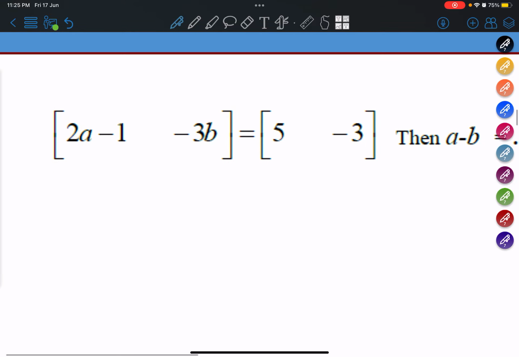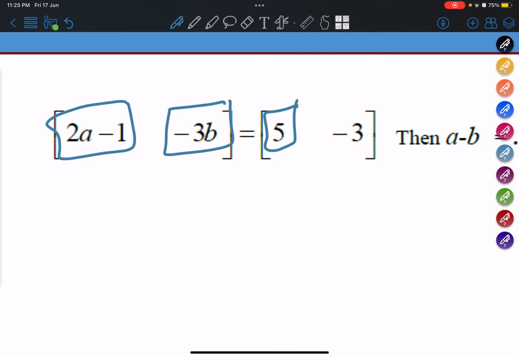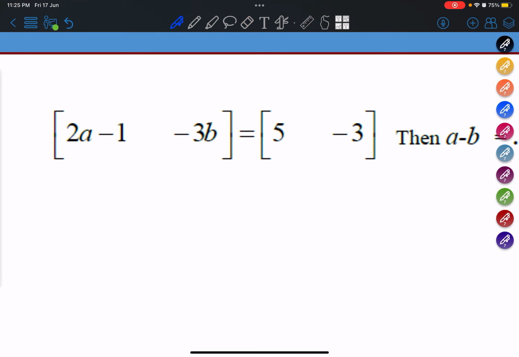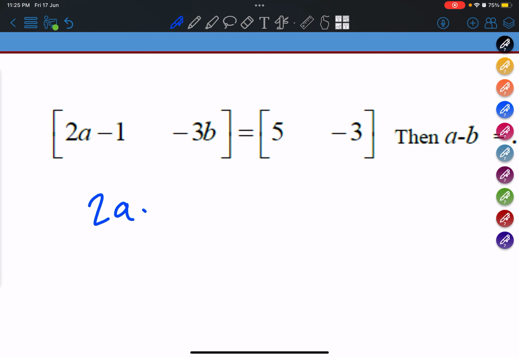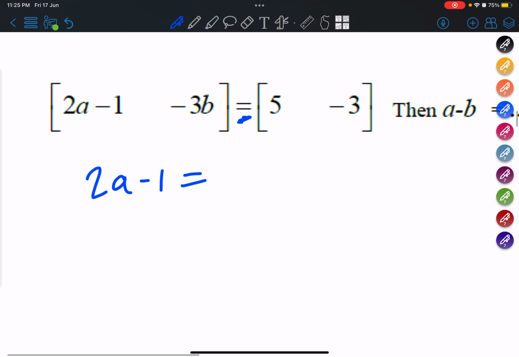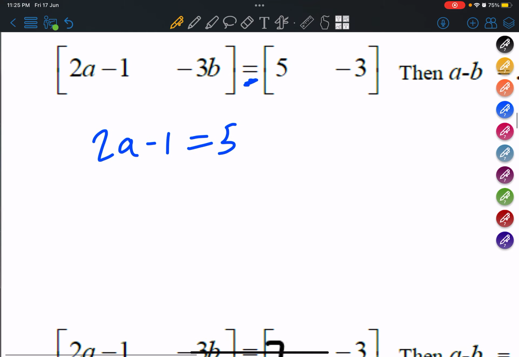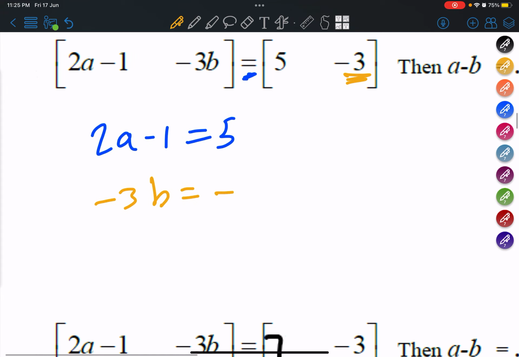So it says here that this matrix C should equal this matrix C, which means that the first element here should equal the first element in the second matrix C, and the second element in the first matrix C should equal the second element in the second matrix C. So if you write the two equations, which is 2a minus 1, it should equal, according to this one, 5. And then if you write the second equation, which is negative 3b, should equal the second number, which is negative 3.